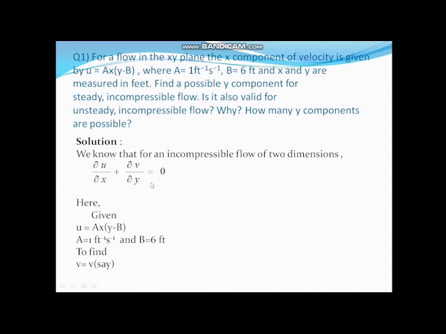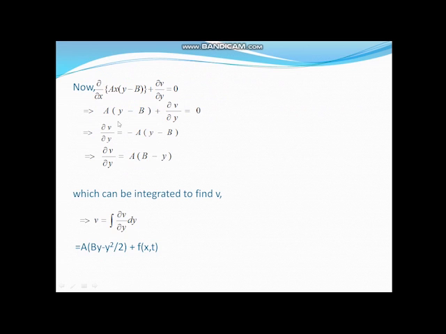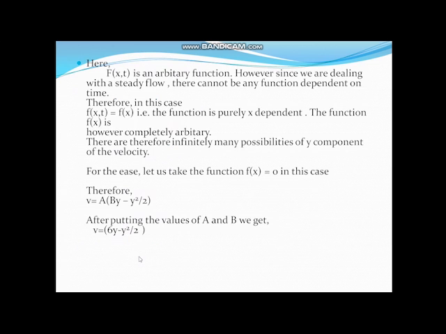Since it is two dimensional, we are omitting the del w by del z part, and we are given u is equal to this much, a and b are this much, and we have to find v. So let us say v is equal to v. After we put the value of u and v in this particular equation, we will get del v by del y is equal to this much, which can be further integrated to get the value of v, as you can see here. This is the value of v. Here f of x, t is an arbitrary function.